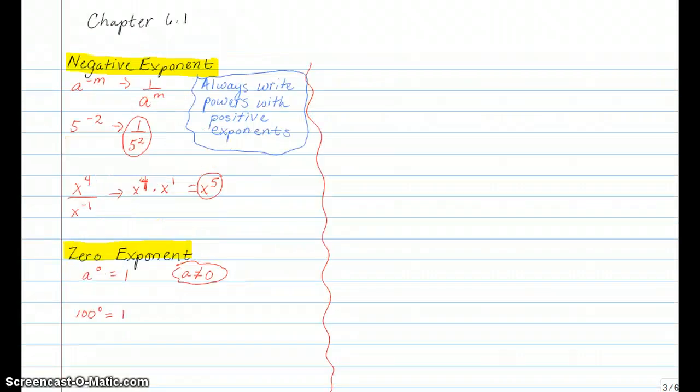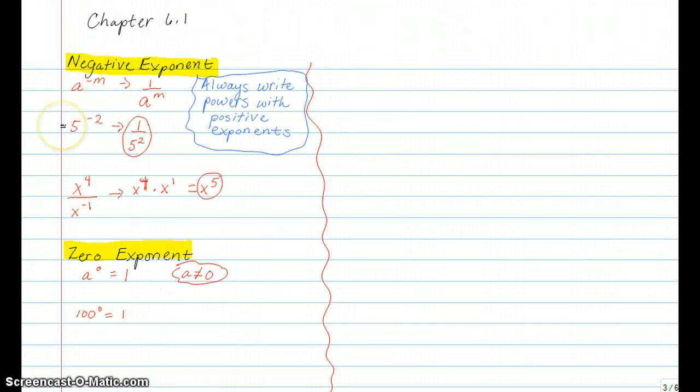Now the last two properties don't really fit in the other categories. We had the product and quotient of powers, and then there was the power, all the power ofs. Now this one is negative exponent and zero exponent properties. In the negative exponent, what you have to remember, with the exception of scientific notation, you always write powers with positive exponents. So anytime you see something like A to the negative m power, you can't leave it like that.